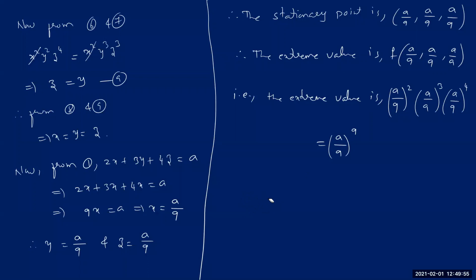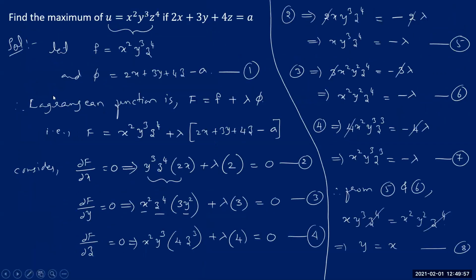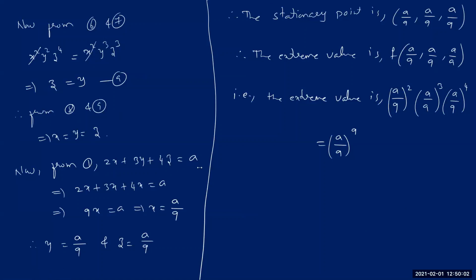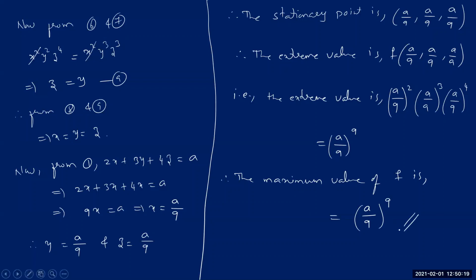We cannot actually say whether it is a minimum or maximum, but in the question you are asked to find the maximum, so that's how I'm concluding this as the maximum. Therefore, the maximum value of f is a by 9 whole to the power of 9. Like this, you can calculate minimum or maximum values using the Lagrangian method of undetermined multipliers.